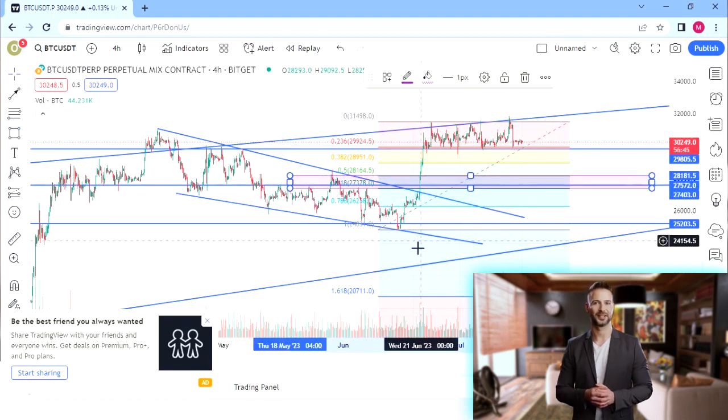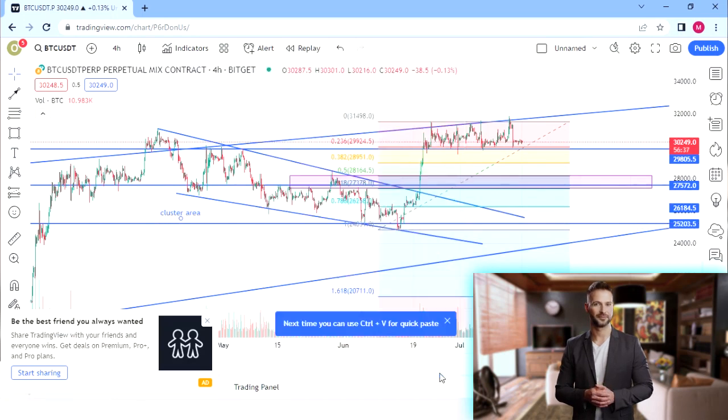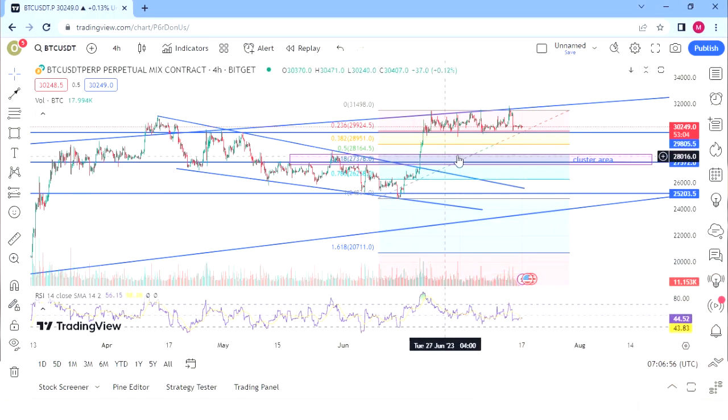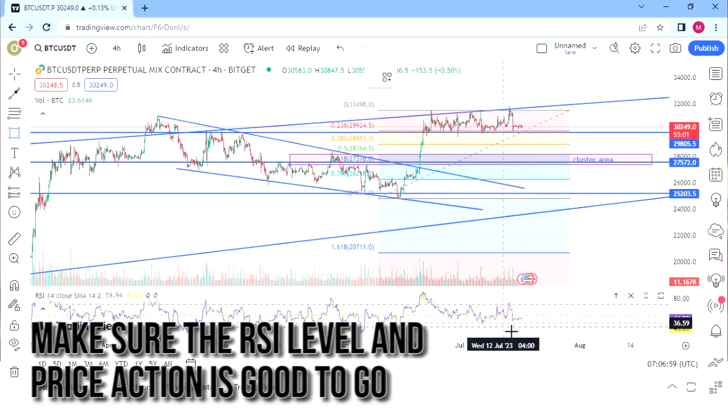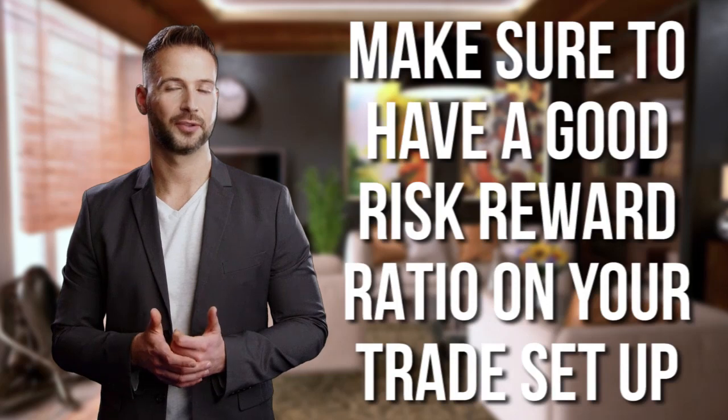You can combine the classic chart pattern and Fibonacci to find a cluster area. There you can put your entry level area. Once you have your entry level area, make sure the RSI level and the price action are good to go. Now when your setup is ready, make sure you have a good risk-reward ratio.